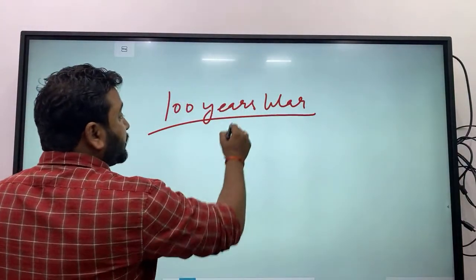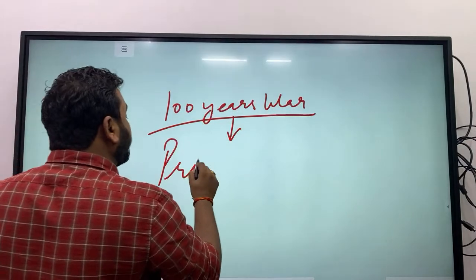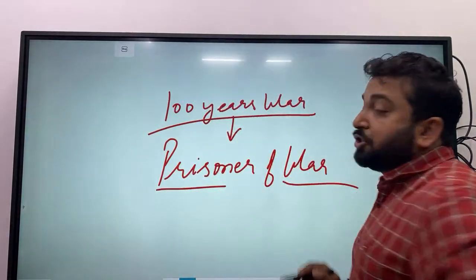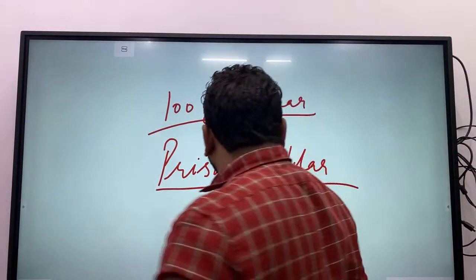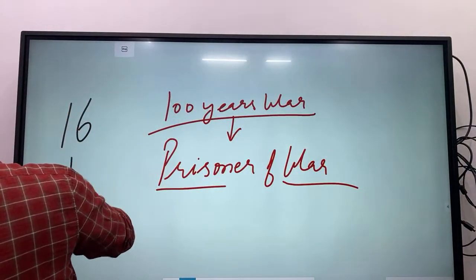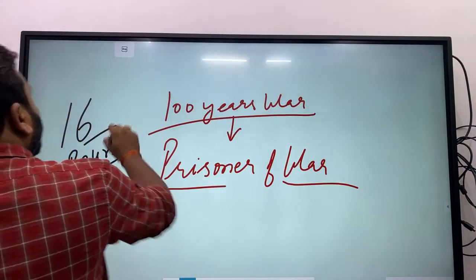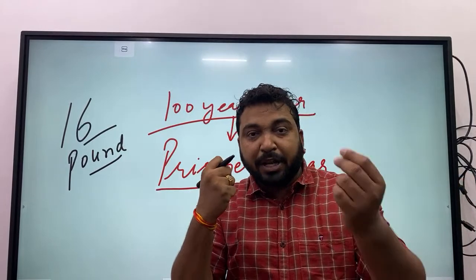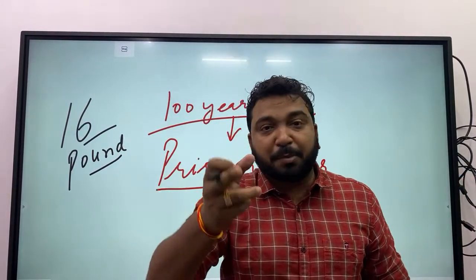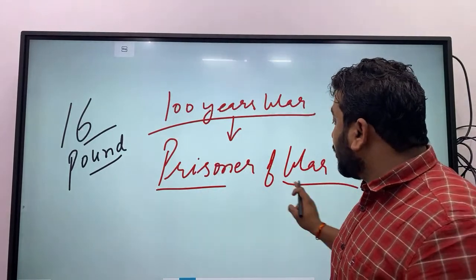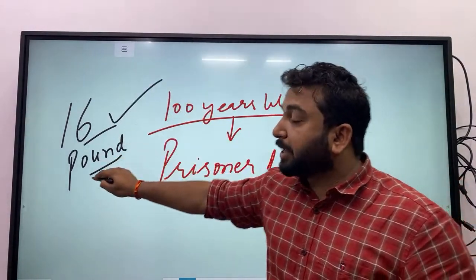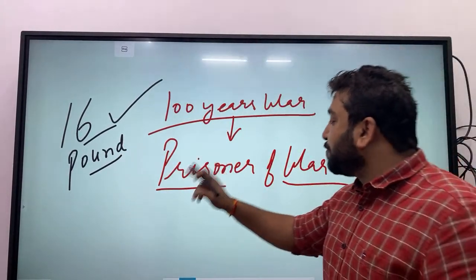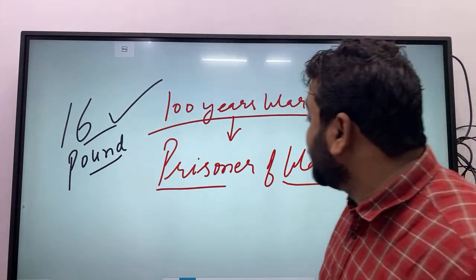So in the 100 years war, Chaucer participated and was taken as a prisoner of war. Chaucer ko pakad liya unhone, jail mein dal diya. Chaucer was ransomed for £16. So Chaucer was ransomed. What is ransom? Ransom is firoti. You catch someone and then you take money to leave that person. Chaucer participated in the war. He was taken prisoner of war and then the king paid £16. So imagine £16 was paid to get him released, get him bailed, get him free.